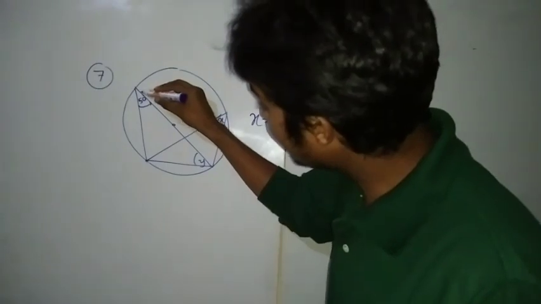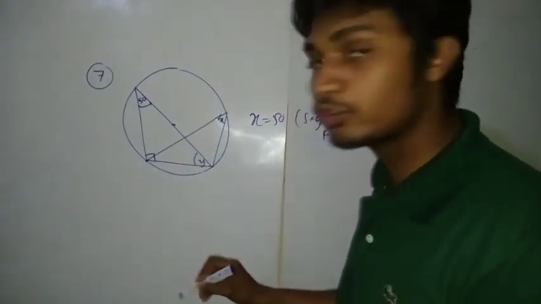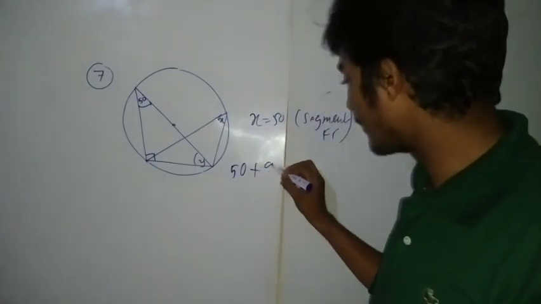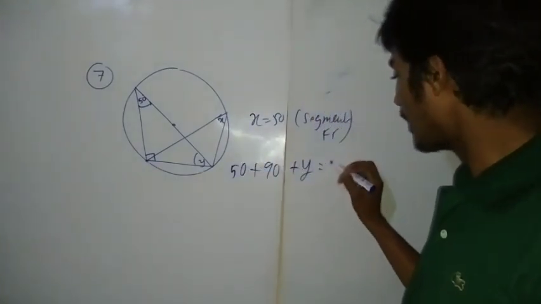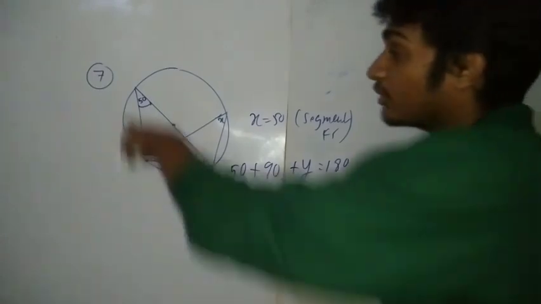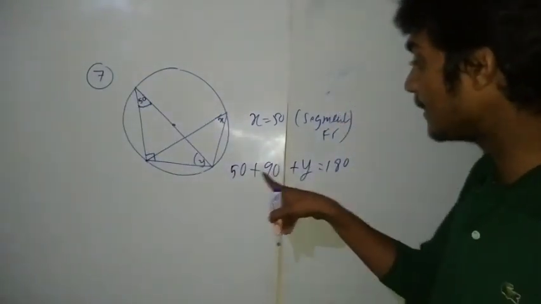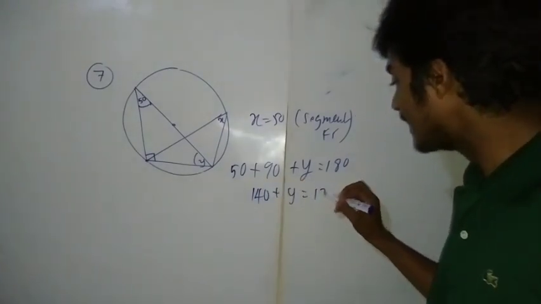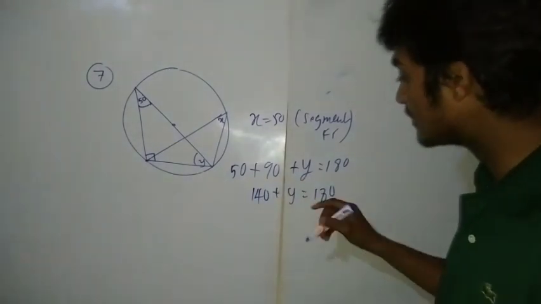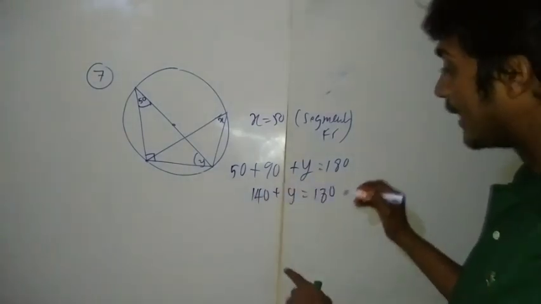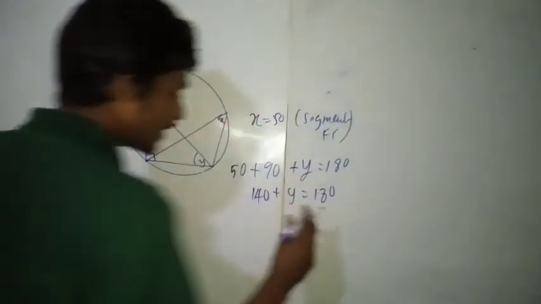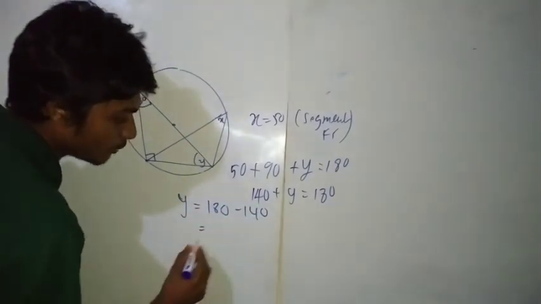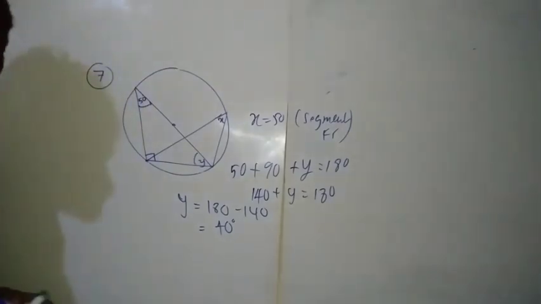So the next one is 50 plus, this is going to be 90. Why so? Because it is being subtended by the diameter. So 50 plus 90 plus y is going to be 180. Why is this 180? Because this is a triangle. So 90 plus 50 is going to be 140. 140 plus y is going to be 180. Now y is going to be how much? Take this 140 to the other side. If you do that, you are going to get y is equal to 180 minus 140. So y is equal to 40 degrees.